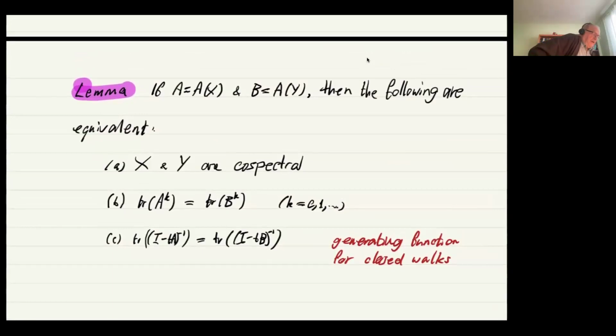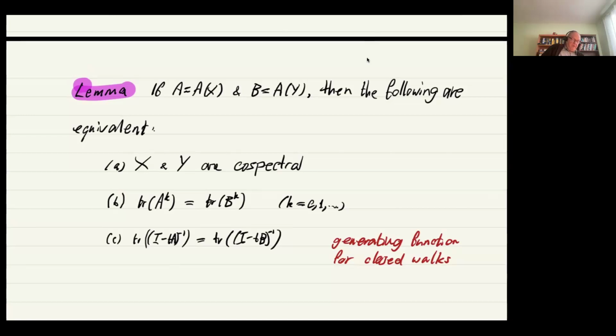Now, I want to pull out some simple consequences of graphs being co-spectral. I haven't even called this a theorem. It's just a lemma. If I've got two graphs X and Y, there are three statements here, and they're equivalent. The first is that X and Y are co-spectral, the second is that their adjacency matrices are similar. Now, if the adjacency matrices A and B are similar, then the trace of A is equal to the trace of B, which is just 0 equals 0. But the trace of A to the K is equal to the trace of B to the K for all K.